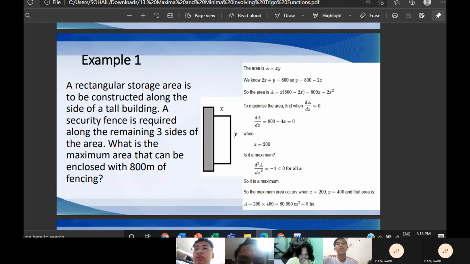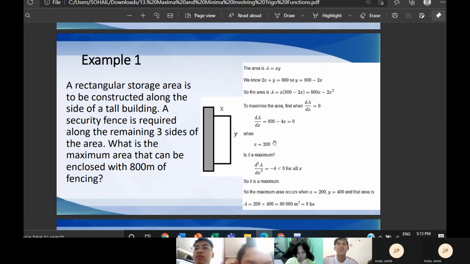Nagets naman na natin kung paano yung basic derivatives, no? Tapos is equal to 0. So, ngayon, kung iaano natin yan, yung 800, itatranspose ulit natin, magiging, yung 4x, itatranspose natin, ang mangyari dyan, 4x is equal to 800. Ngayon, i-divide natin siya by 4 para cancel yung 4, kaya ang x 200.